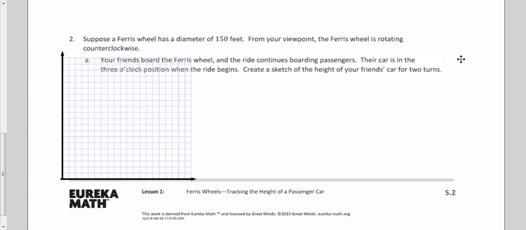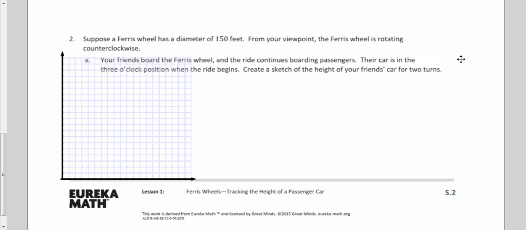We are jumping into a new scenario. It's very much like the last scenario we did. The last scenario, we graphed the height of a car on a 150-foot tall Ferris wheel, yes? Now, it says, suppose the Ferris wheel has a diameter of 150 feet.